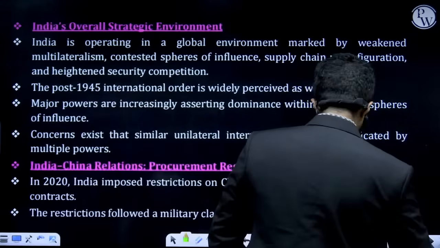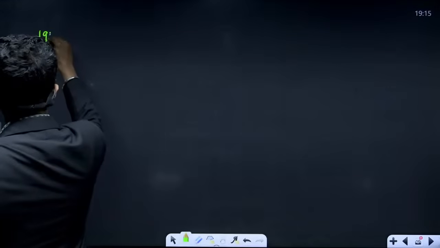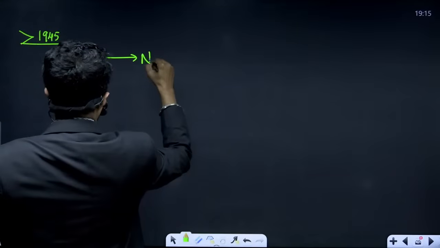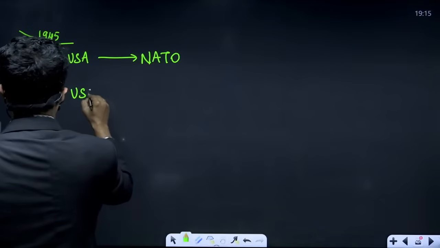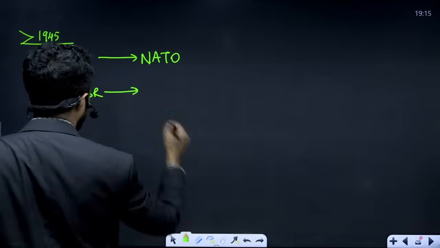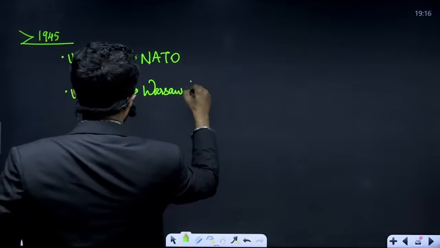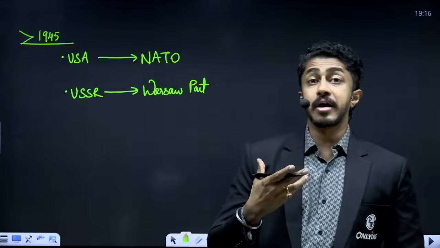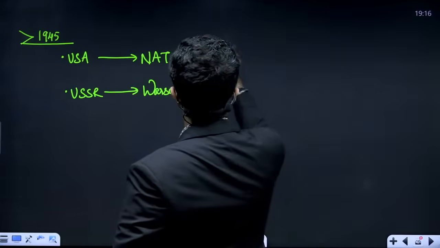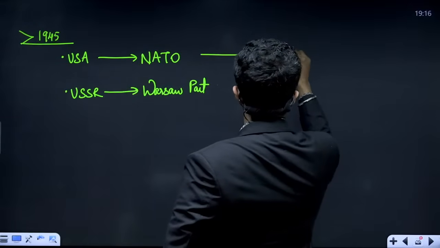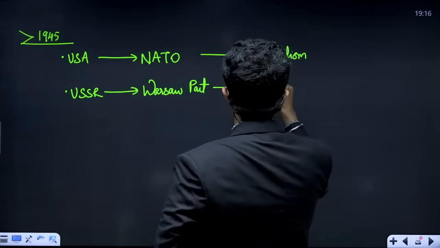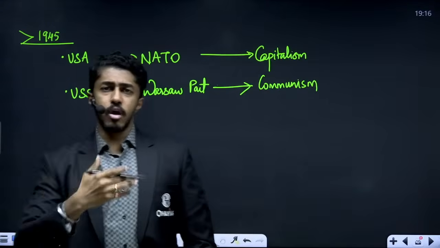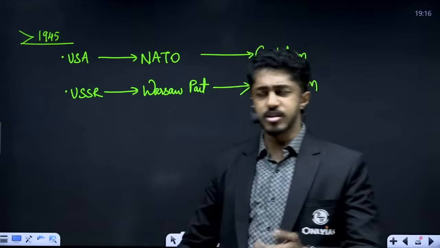What does it mean? See, post 1945, we had actually two major powers. USA, the military bloc NATO, and then you had USSR with the military bloc Warsaw Pact. Both these countries were actually into more or less an ideological war. Why an ideological war? Because US led NATO actually believed in capitalism. USSR led Warsaw believed in communism. So both of them were always into a constant case of what? Conflict and clashes.